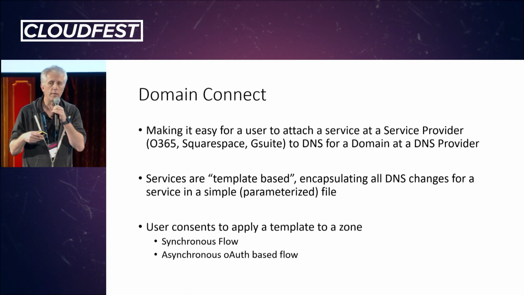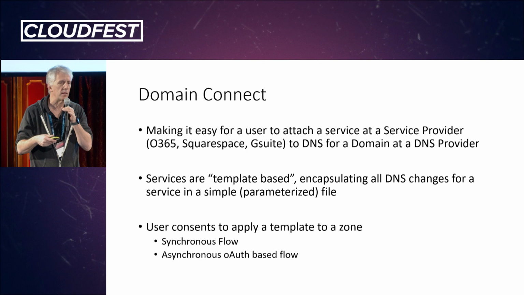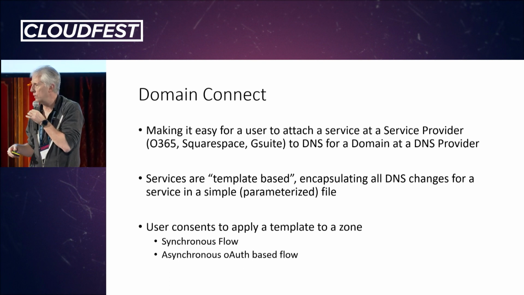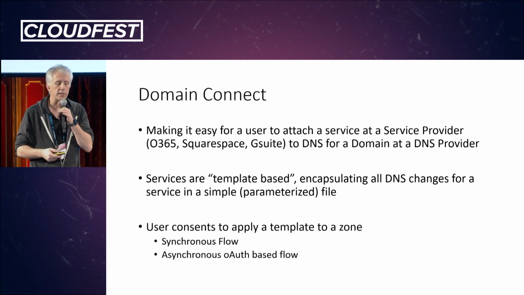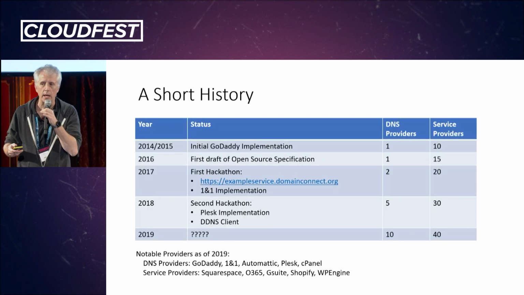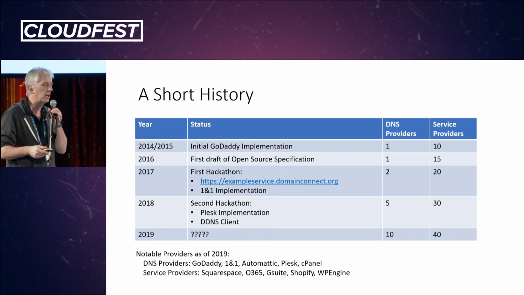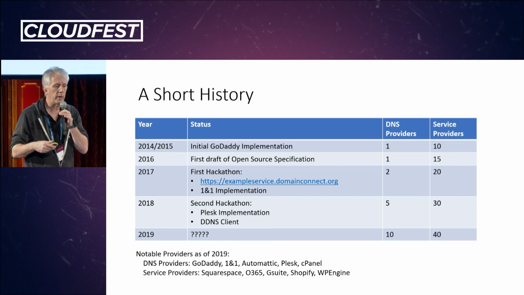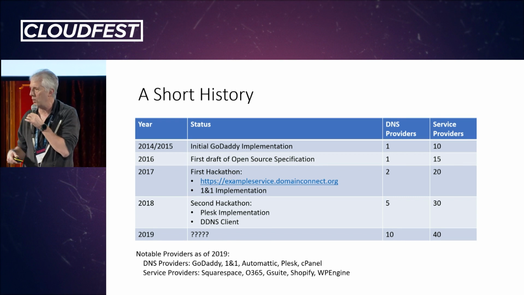The core of the open standard is that services represent their DNS settings in these things called templates that encapsulate all the DNS changes that the service needs to operate. And after the user consents, as I said, the changes are applied. A short history of the standard. It was created by GoDaddy initially in 2014, 2015 for our own use, when we realized that it would be useful to the services if they could work with more than just GoDaddy.